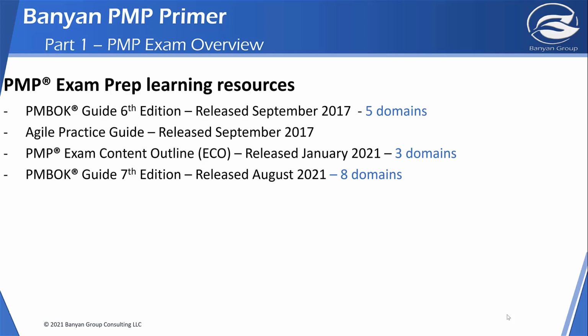So the 7th edition really didn't highlight the 5 process groups like the 6th edition did. And so there was some concern, when they retire the 6th edition, where are those traditional organizations going to get their guidance on traditional predictive project management?